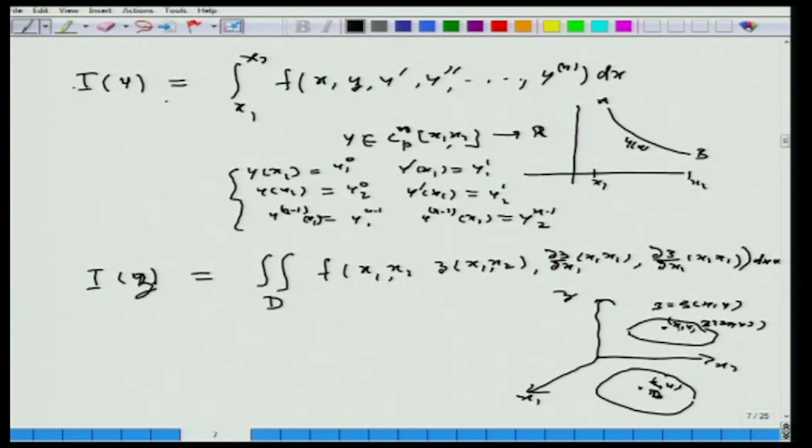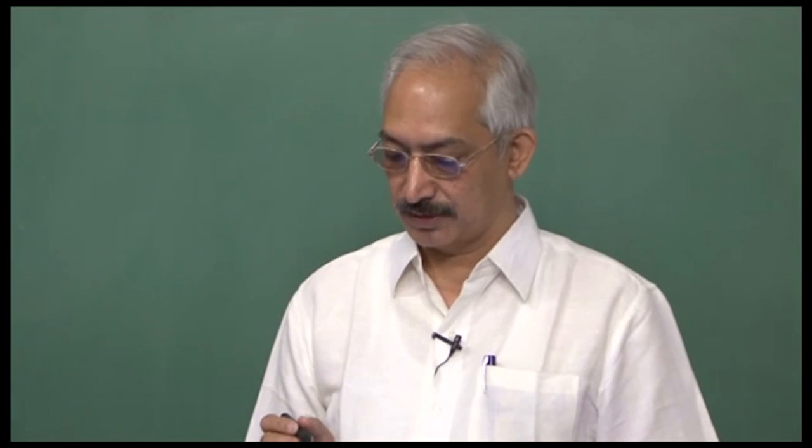So, at each point x, y, there is a point x, y, z(x, y) on the surface, and this integral I is a function of z. When we change this surface z, the value of I changes, and so we are asked to find a surface such that this I is optimized.